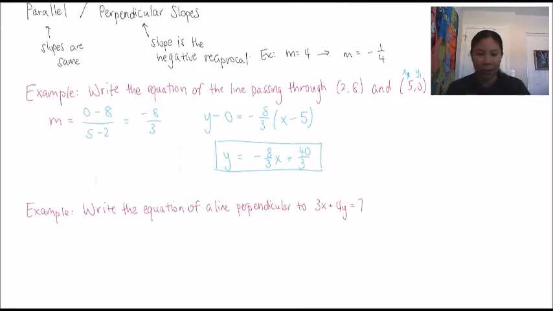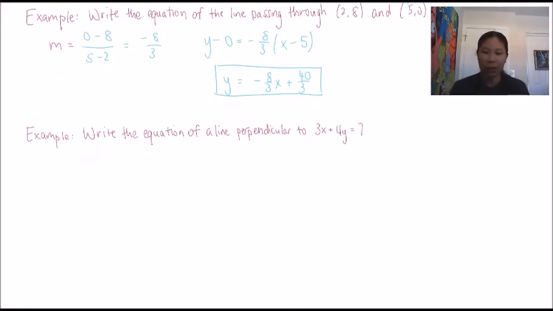My next example, I want to be able to write the equation of a line perpendicular to the line 3x plus 4y equals 7, and it has to pass through the point (4, -5). Okay, so we have the point. We just need the slope in order to plug into point-slope form. So I'm going to use that equation that they gave us, 3x plus 4y equals 7. I need to figure out the slope of that line, because then I can figure out its perpendicular slope that I want for my equation.